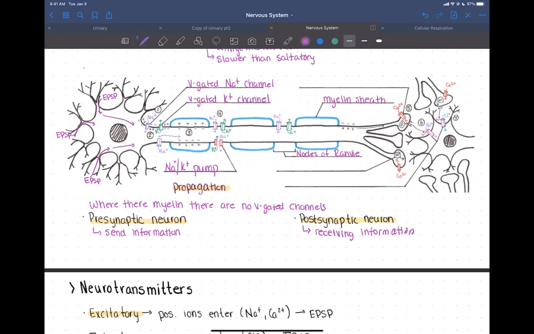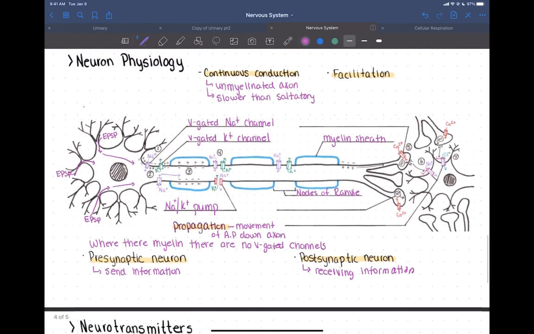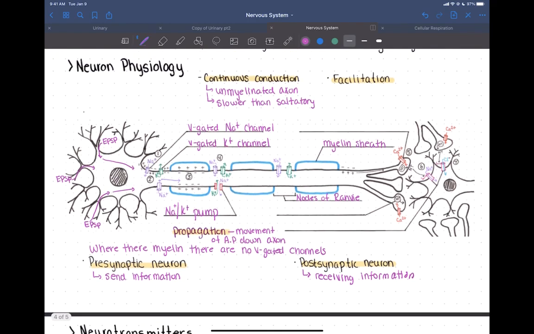And so that is referred to as propagation. So this is just movement of that action potential down the axon. You're just propagating it down the axon. Propagation could be used when we're talking about continuous conduction or saltatory conduction. It's just we're moving it down the axon. It's moving forward. Action potentials do not move backwards in neurons.